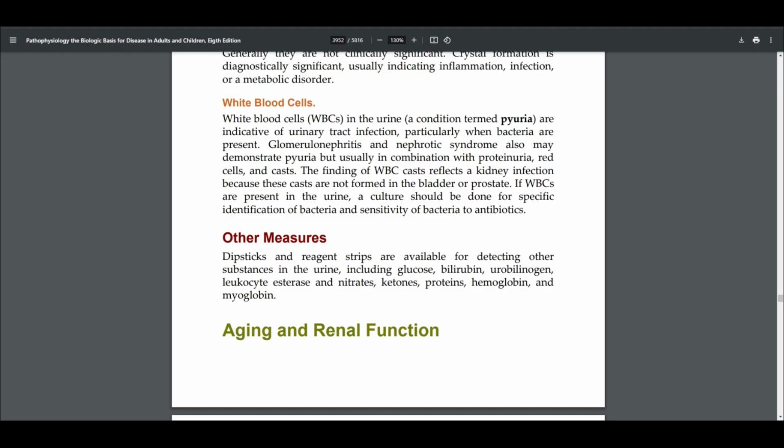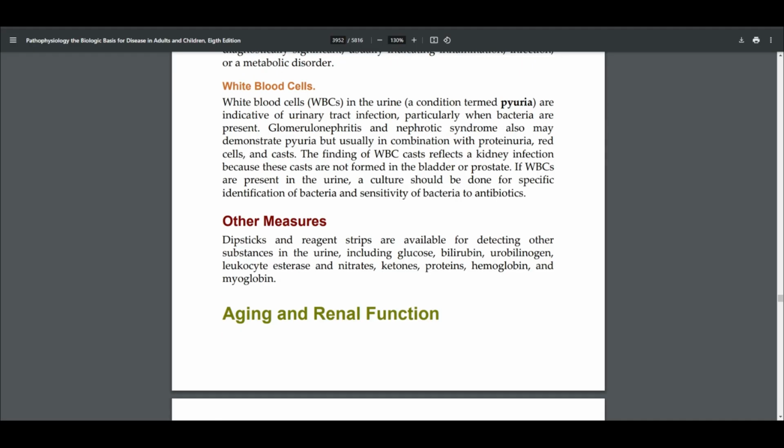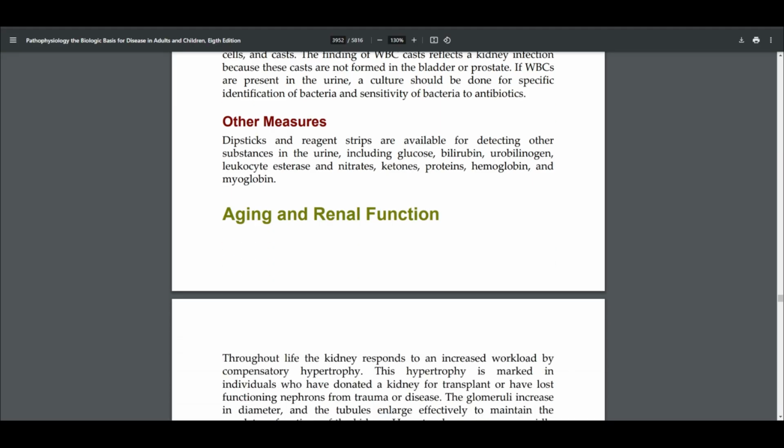The finding of white blood cell casts reflects a kidney infection because the casts are not formed in the bladder or prostate. If white blood cells are present in the urine, a culture should be done for specific identification of bacteria and sensitivity of bacteria to antibiotics. Other measures, your dipstick and reagent strips, are available for detecting other substances in the urine, including glucose, bilirubin, urobilinogen, leukocyte esterase, and nitrates, ketones, proteins, hemoglobin, and myoglobin.